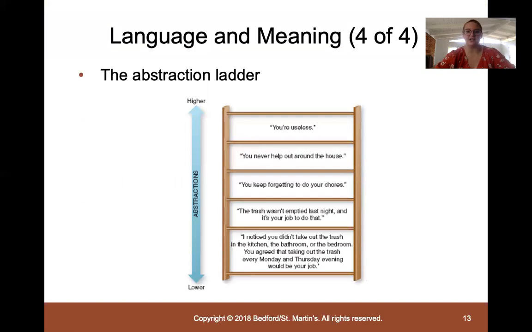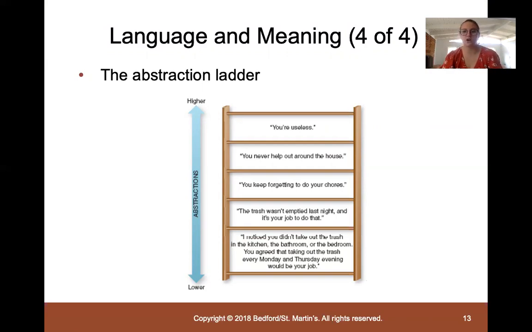So the abstraction ladder. So something that is a very abstract thing to say is you're useless, right? Like what are you useless? You didn't complete a task, maybe. And then less abstract would be you never help out around the house. Like okay, what specifically around the house? Still pretty vague. You keep forgetting to do your chores. Okay, less abstract, probably medium on the abstraction ladder. Like what chores specifically? You could be a lot more specific. The trash wasn't emptied last night and it's your job to do that. All right, now we're getting into more clear, less abstract territory.